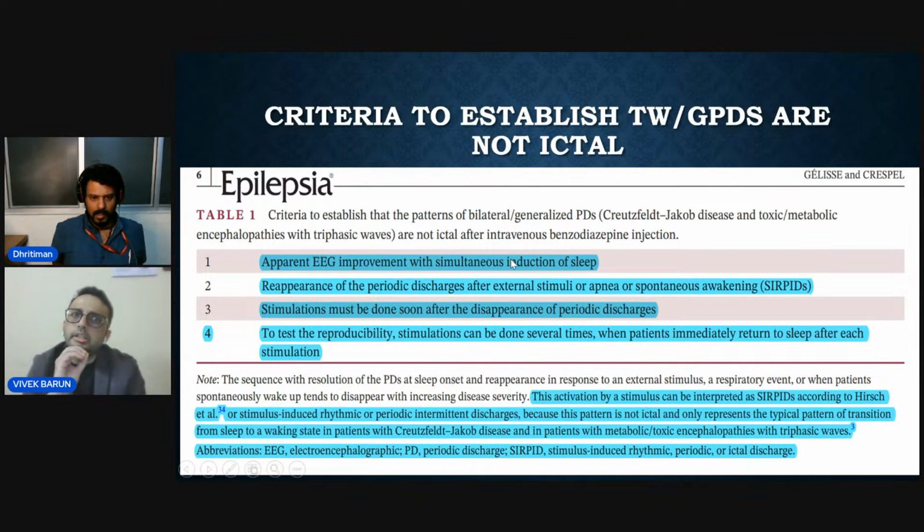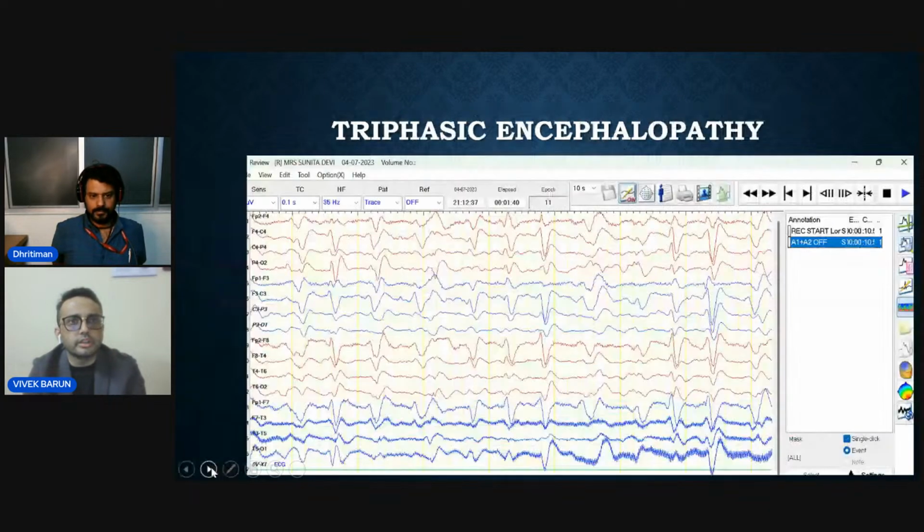So if you see that the triphasic waves are there and those are disappearing in sleep, that is one pointer that it may not be ictal, and you need not be very aggressive. And if you are able to do stimulation and provoke those triphasic wave discharges, then you are very sure that this is not ictal and this is metabolic only. You need not worry about that. You need to correct only metabolic factors.